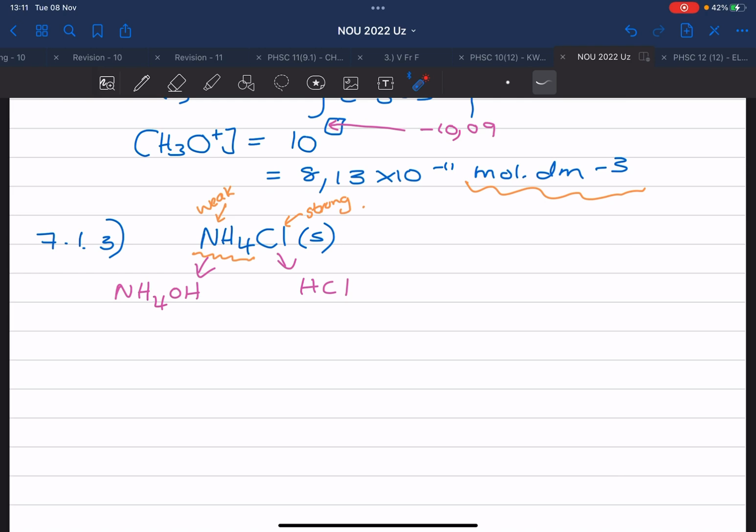Ek wil hier met confidence sê, want hierso vang jy jou altyd uit. Wat is die sterker? Suur. So you think it's going to be more to the acidic side. Waar is suur op die pH skaal? Is suur by die onderkant.